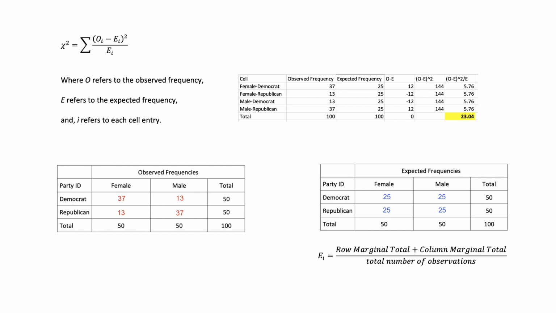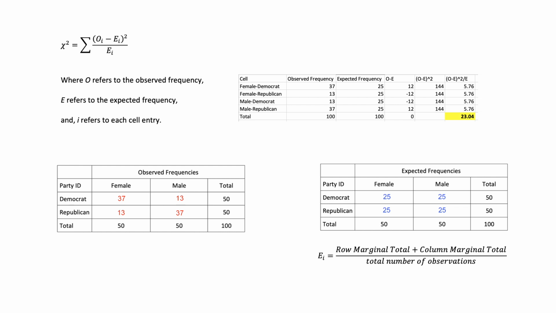Our next step is to divide our squared differences by the expected frequencies. So here we're going to divide the 144 by each cell's expected frequency, which in this case are all identical at 25, which gives us 5.76 for each cell entry.